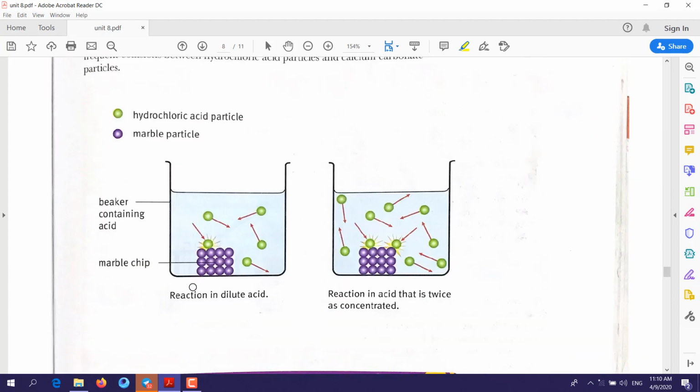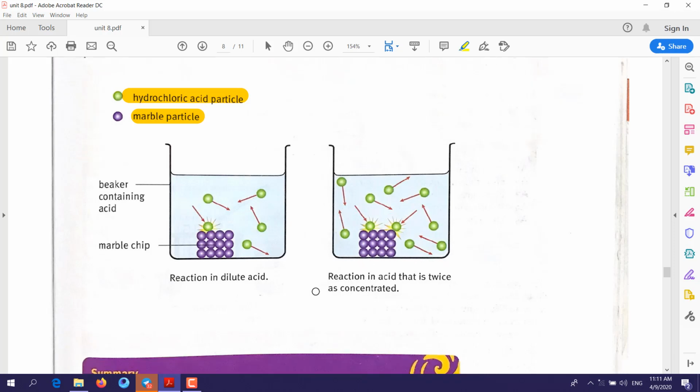Here, the green shows hydrochloric acid particles, and here we have marble particles. If you look at these marble particles, it's the same amount of marble, but the difference is what? The concentration of the acid. Here, as you can see, the concentration is more. Why is it more? Because there are more particles of the hydrochloric acid.